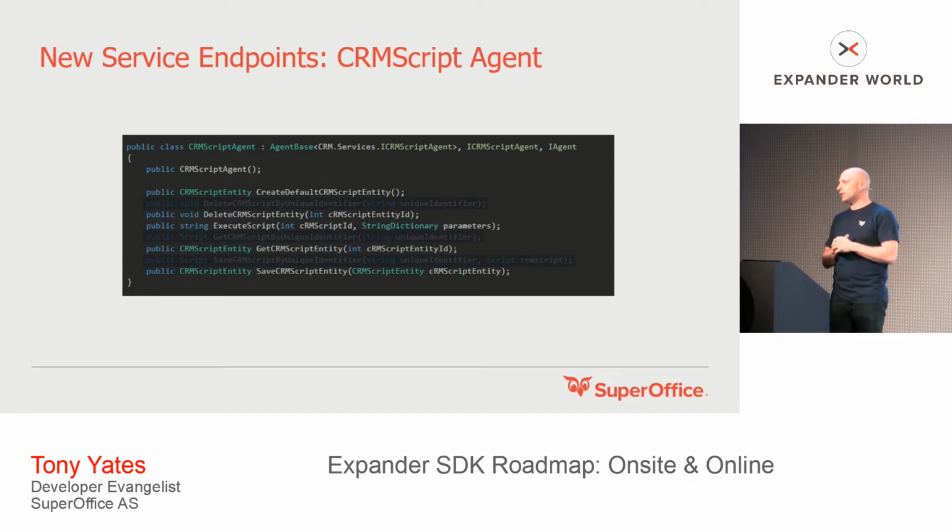That's the create default CRM script entities. And then you can also get a script using the CRM script ID, which is the database ID for that script. You're going to see some other methods up there using these unique identifiers. And I'm telling you right now, just don't worry about that, because we're saving this for SuperOffice 2020 and the future versions, where scripts are stored in a single repository where one script can be used by multiple tenants in online.